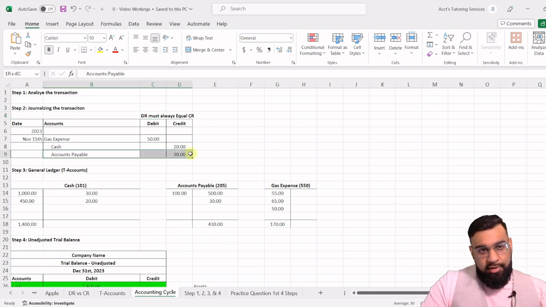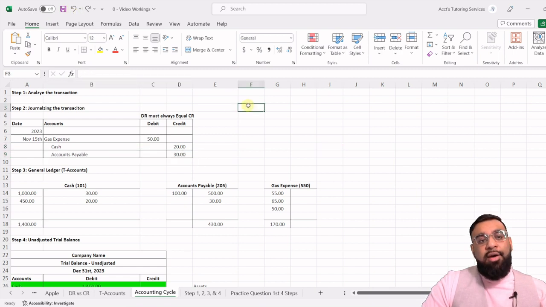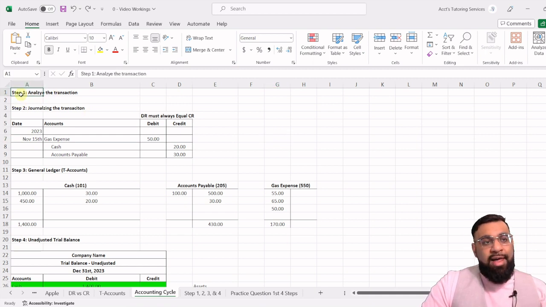So hypothetically, if you did just this, the transaction would be incorrect because it doesn't balance. So the number one rule of thumb in accounting is debits must always equal credits. Very important. So let's just say we have a list of transactions. We're going to analyze the transaction, journalize the transaction.